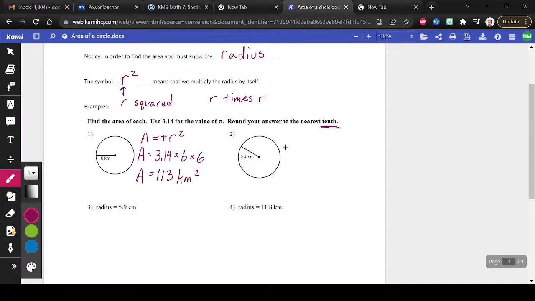Likewise, number 2, again, area equals pi r squared. So pi is 3.14. R squared, well, our radius is 2.4, so we go 2.4 times 2.4. So following the formula, put it in the calculator, 3.14 times 2.4 times 2.4 gives me 18.1 centimeters squared.